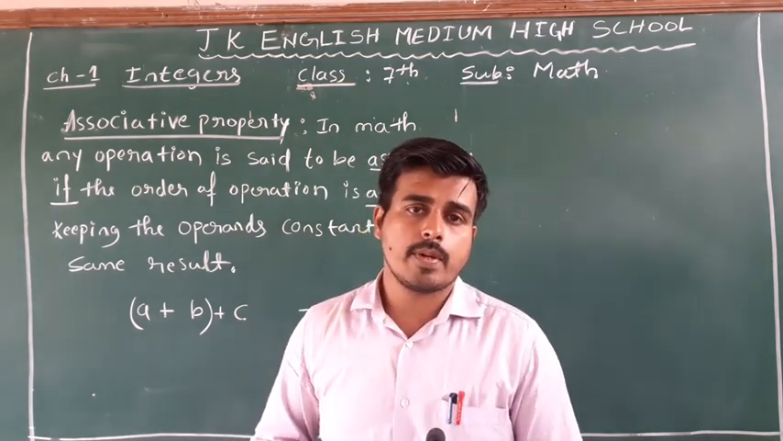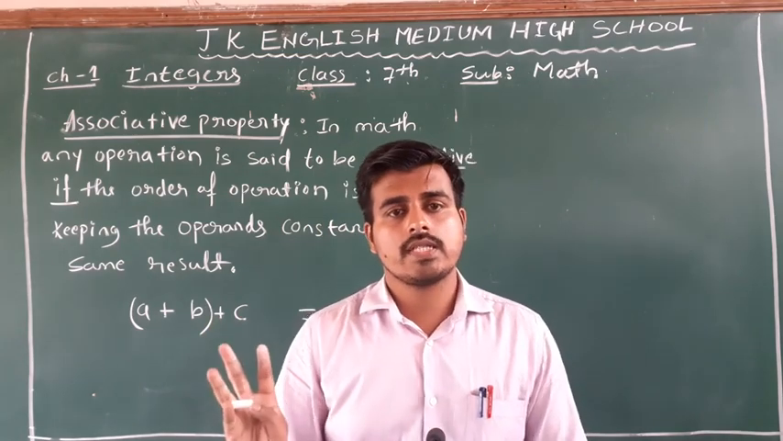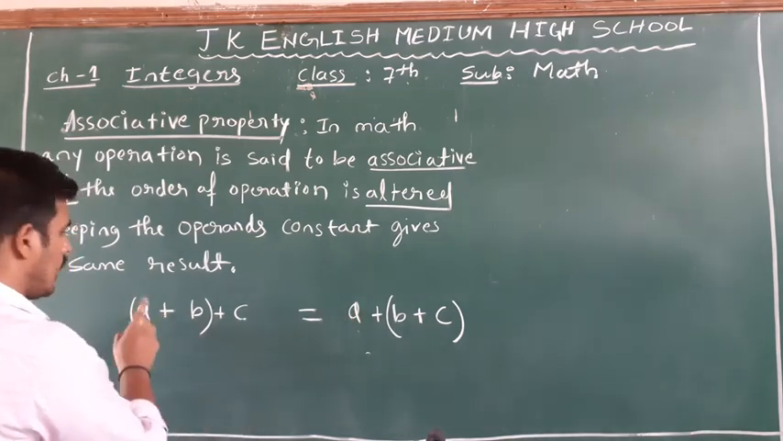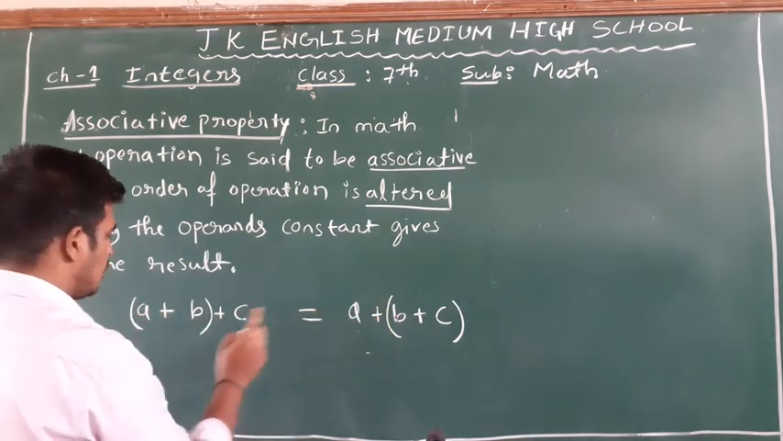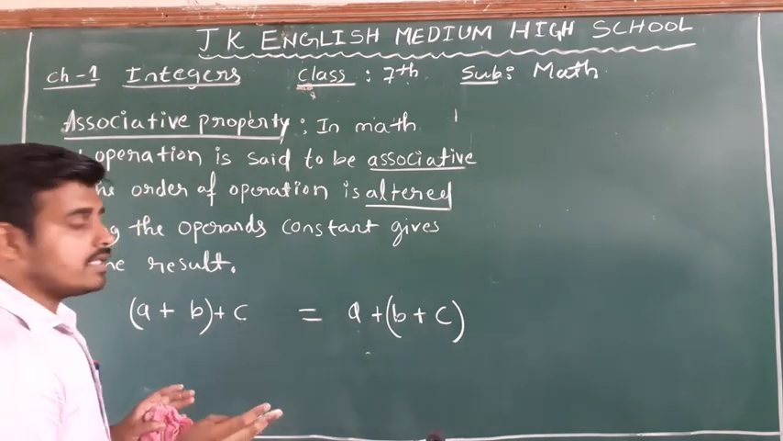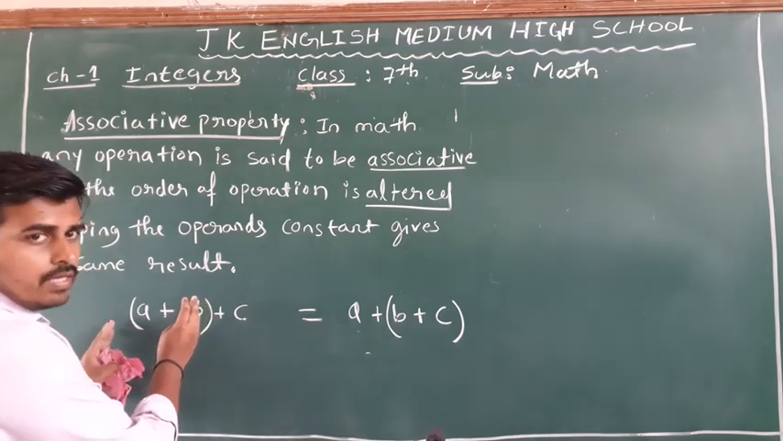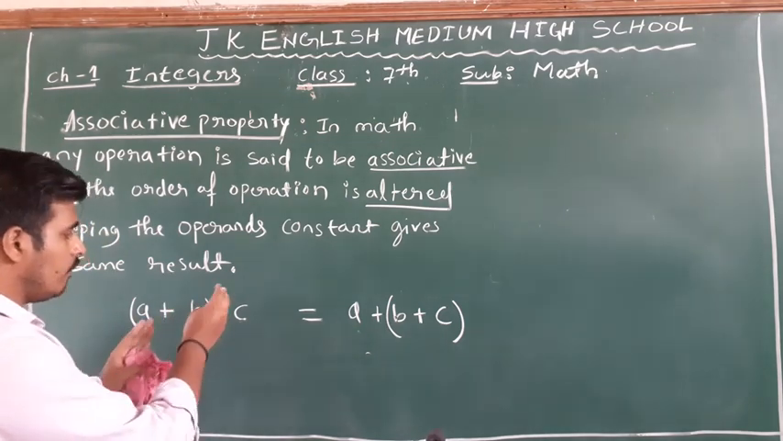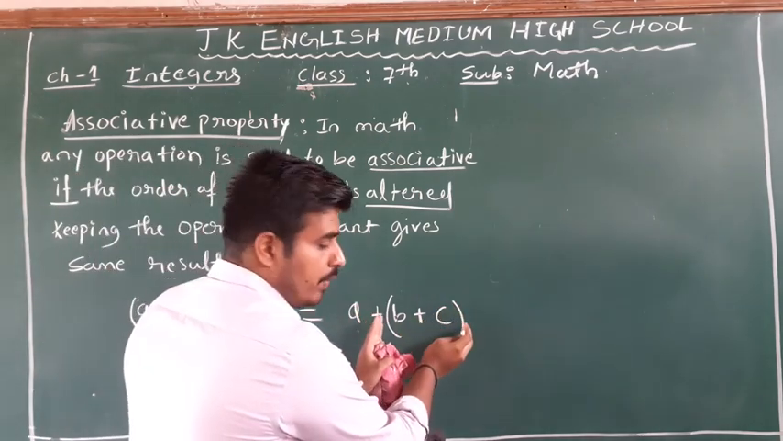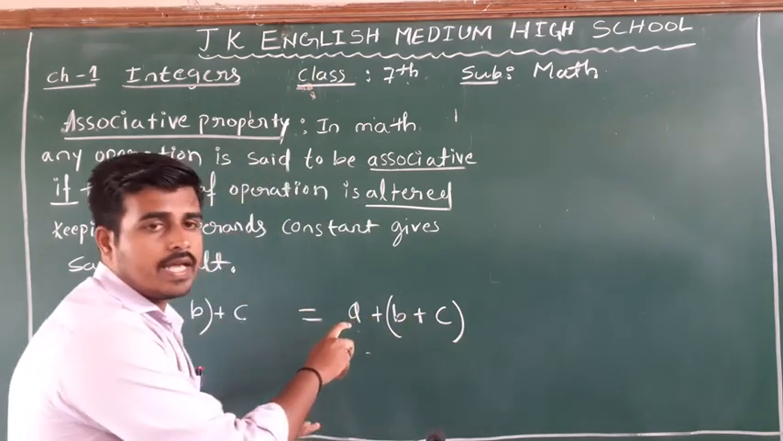In associative property, what happens? Order of operation is changed, but operands are kept at the same place. Operands are at the same place. In place of A, A is there. In place of B, B is there. In place of C, C is there. But how you are adding is different. Grouping is different. Here you are making a group of A and B and adding it. Then to that answer you are adding C. But here, you are making a group of B and C and calculating the answer, and to that answer you are adding A.